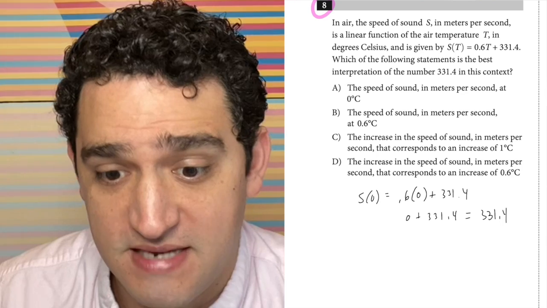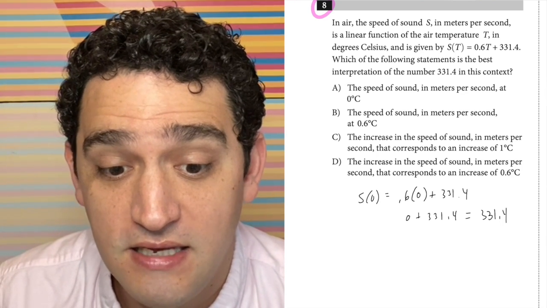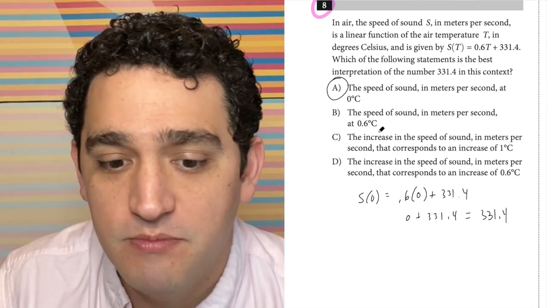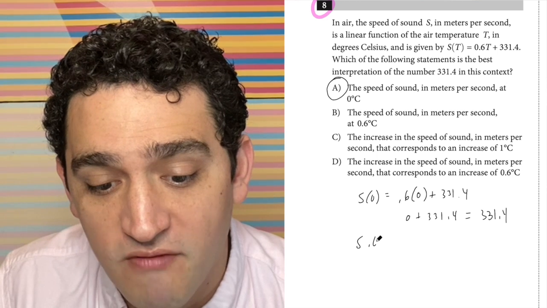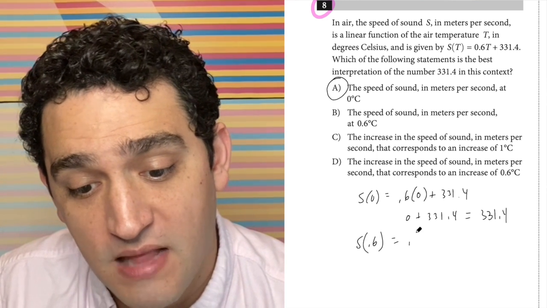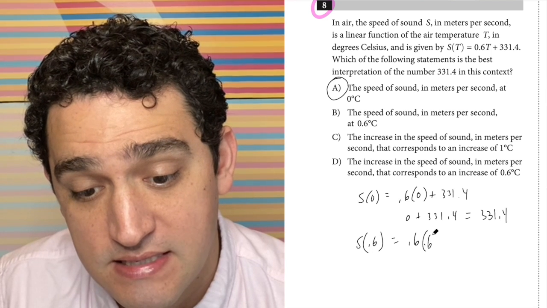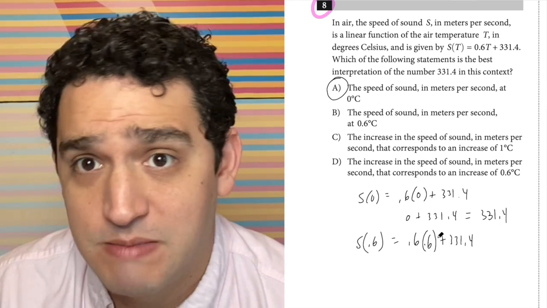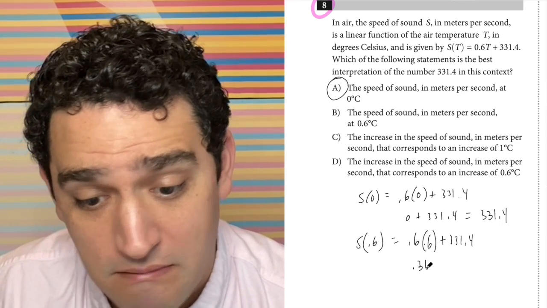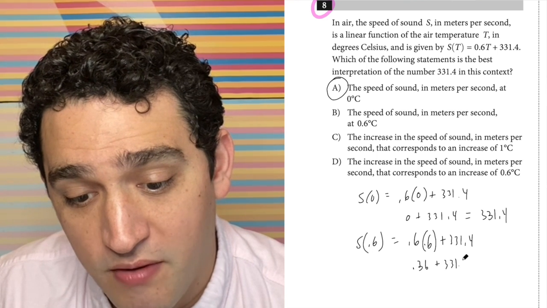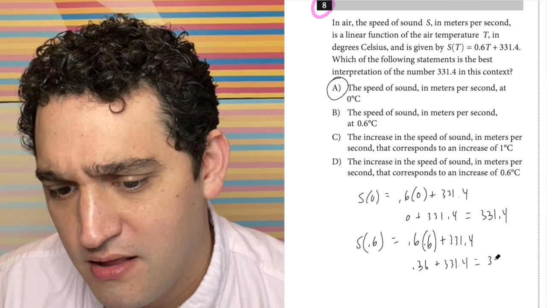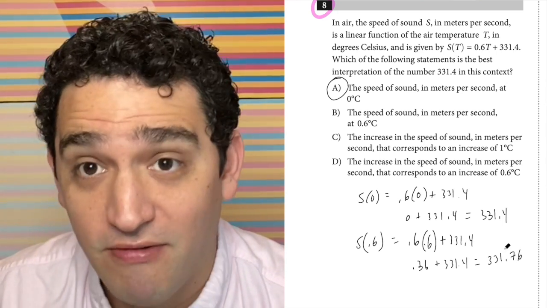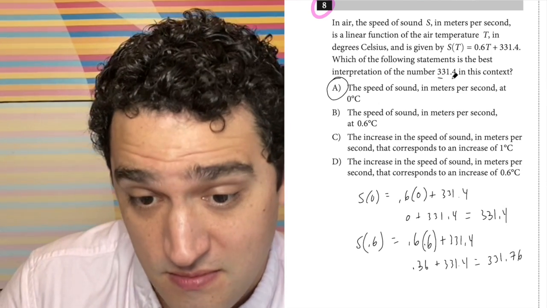331.4 is the speed of sound when T equals 0. It's correct. If you try this out with option B, you'll see it doesn't work. What is S of 0.6? Well, that's 0.6 times 0.6 plus 331.4. 0.6 times 0.6 is 0.36, plus 331.4 is 331.76. Well, it's close, but it's definitely not what we want. So, incorrect.